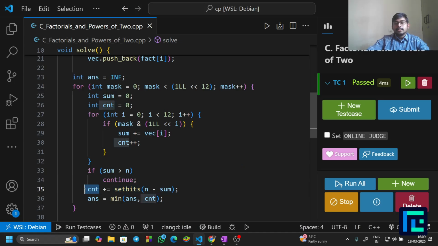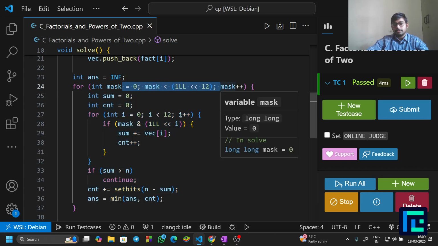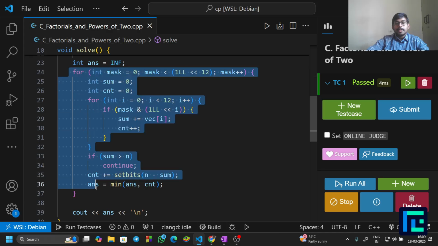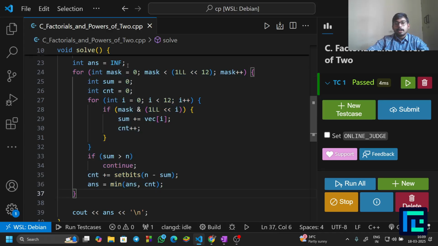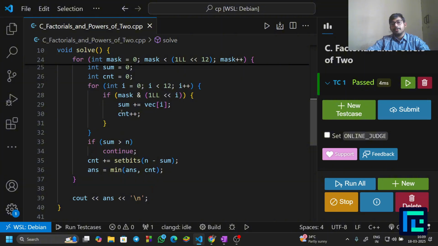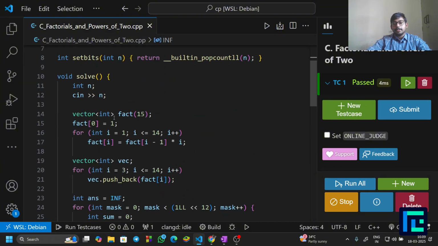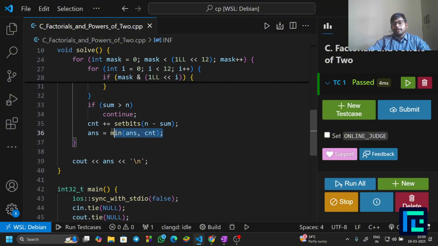So this count represents one of the ways of forming the number n using count distinct factorials. We'll minimize our answer with this count variable for all the 2 to the power 12 possibilities. This way in our answer we'll get the minimum possible. I had initialized my answer with some very big value, infinity, which is actually 10 to the power 18, so that finally I get my minimum answer. I'll print that. I hope this code is also completely clear to you.